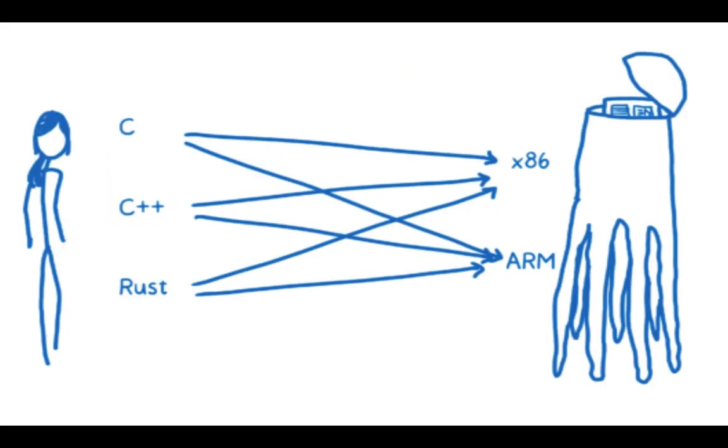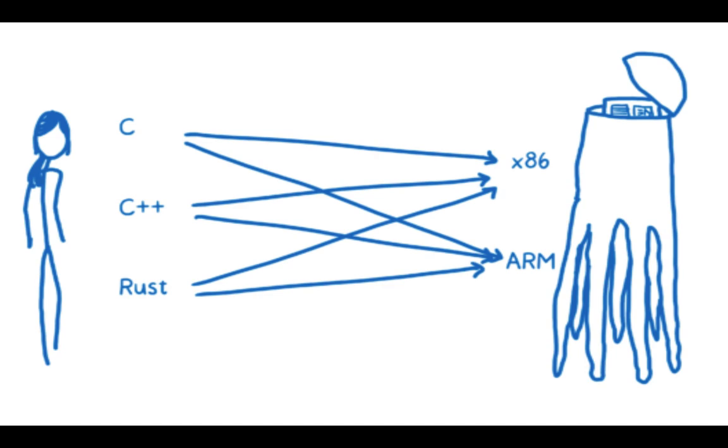What is the problem? Say I have the C language and I want to talk to the machine. I need to be able to build a specific translation for the x86 machine. The same is with C++, the same with Rust. And if I have an ARM machine now, then I have to build a specific translation for the ARM machines. So this process is not efficient.